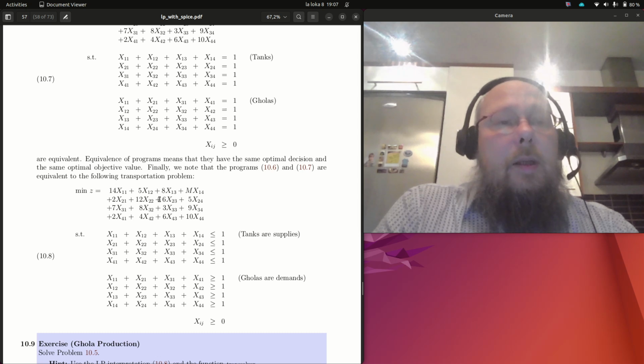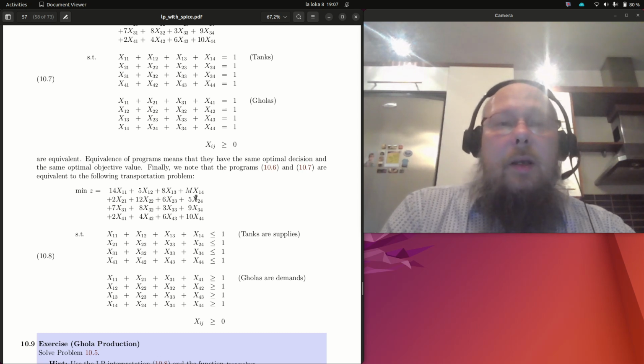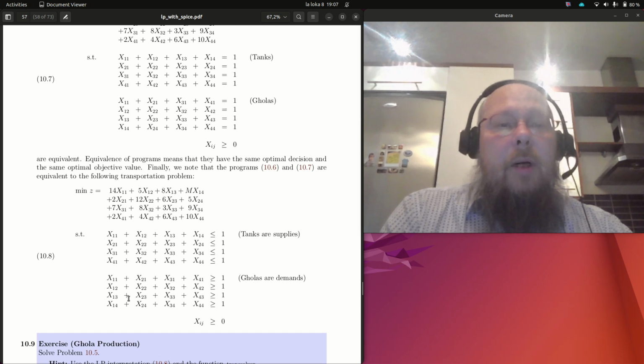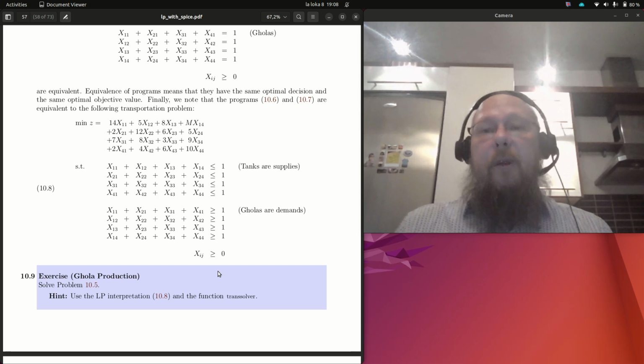And now this is a transportation problem. We have an objective function that is the sum over i, sum over j, c_ij x_ij. This is what it is. And here we have supply side upper bounds. All the upper bounds are 1s. Here we have demand side lower bounds. All the lower bounds are 1s. Sign constraints. Everything fits into a transportation problem.